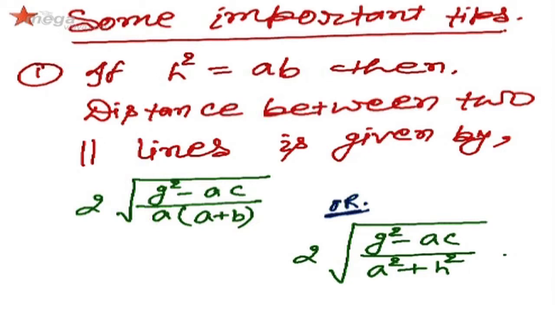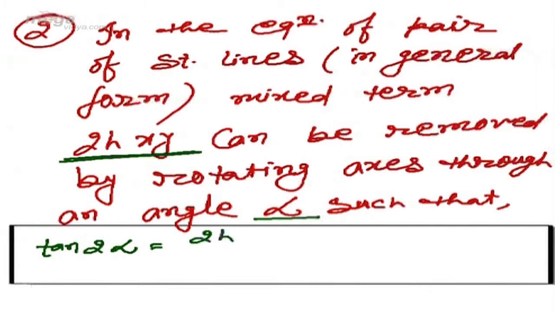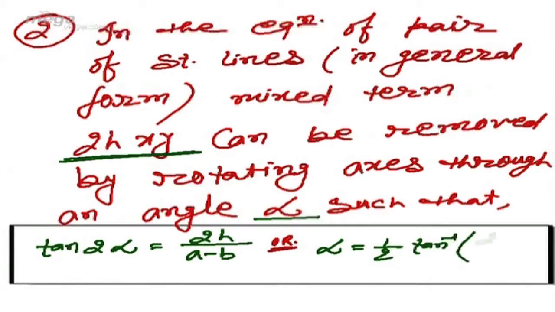The second one is, if the equation of pair of straight lines is written in general form, then the mixed term, which is 2hxy, can be removed by rotating the axes through an angle alpha, such that tan 2 alpha is equal to 2h upon a minus b, or you can say alpha is equal to half tan inverse 2h upon a minus b. This is the second property.